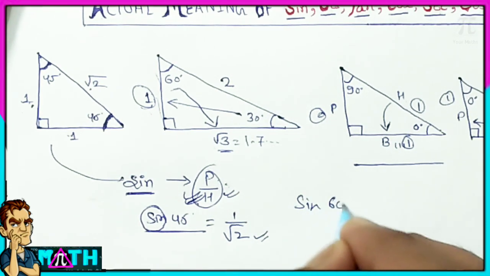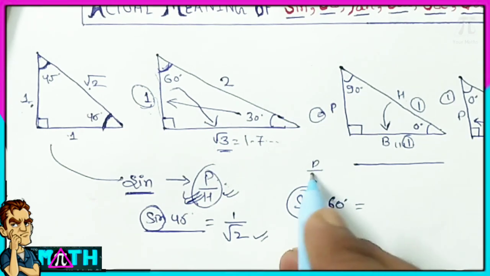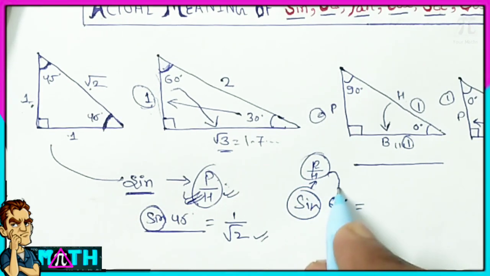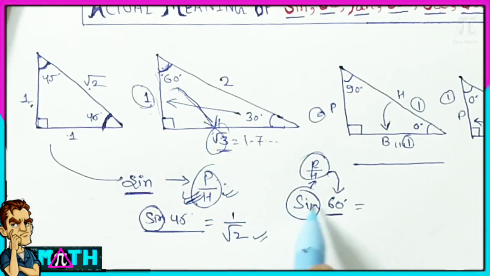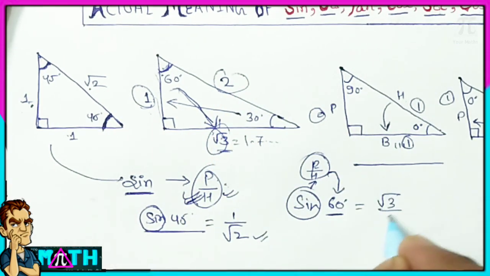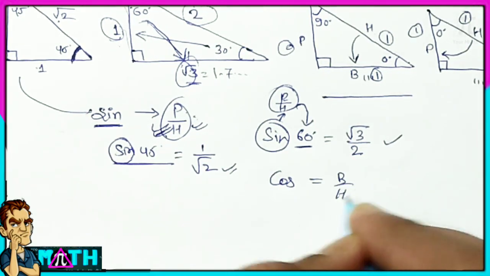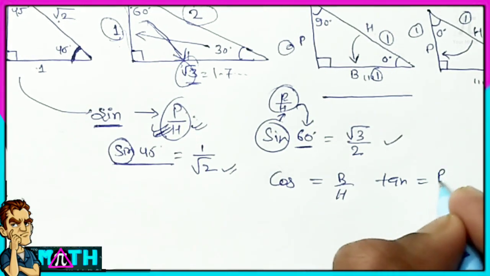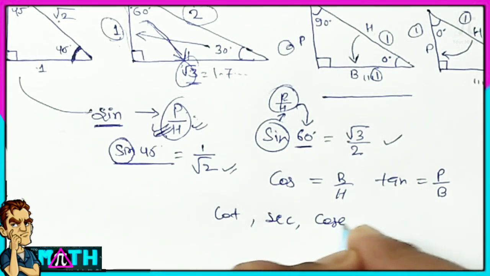Now let's suppose we have sine of 60 degrees. It means we want perpendicular upon hypotenuse ratio with respect to 60 degrees. Okay, so with respect to 60 degree, perpendicular is √3 and hypotenuse is 2, so √3/2. Okay, now cos wants to say we want base upon hypotenuse ratio, or base is to hypotenuse ratio. Tan wants to say I want perpendicular is to base ratio.